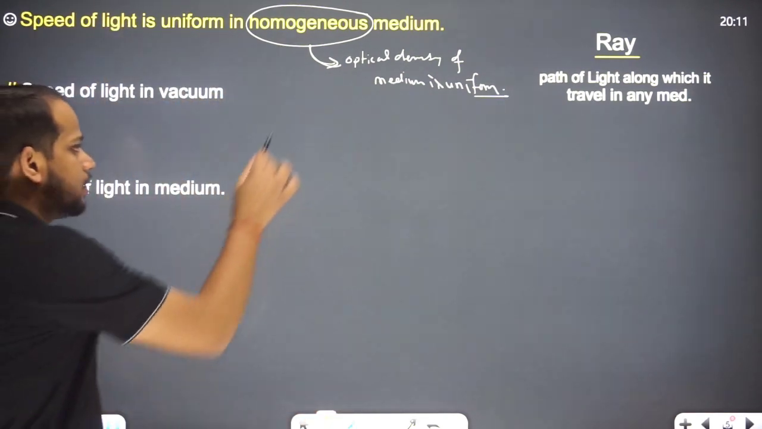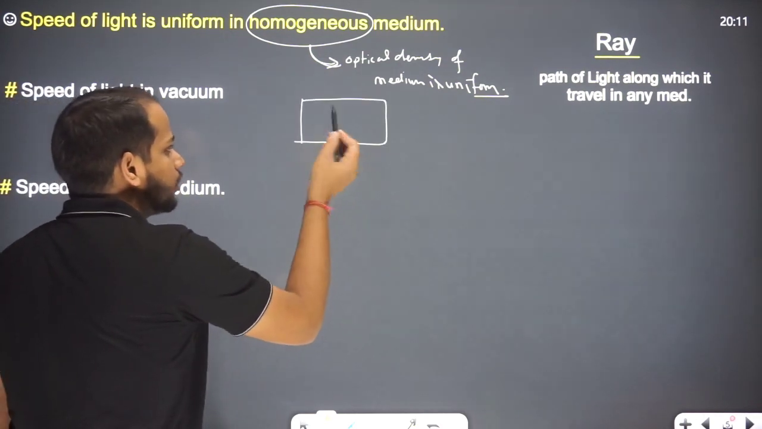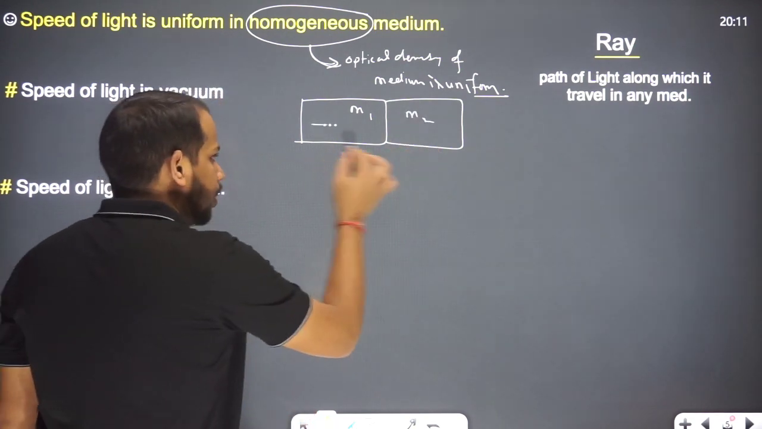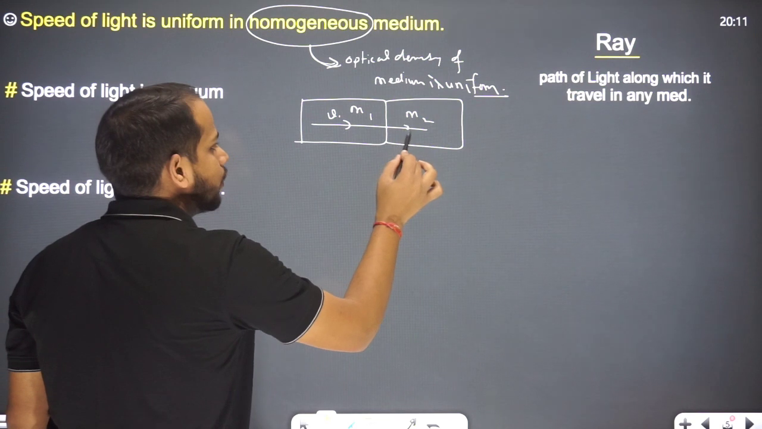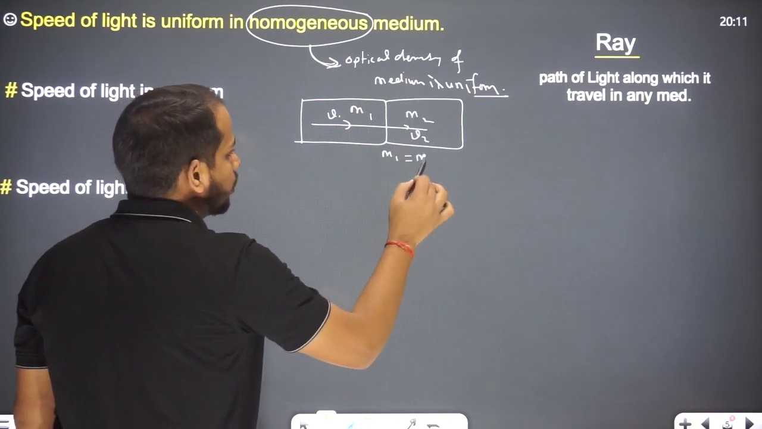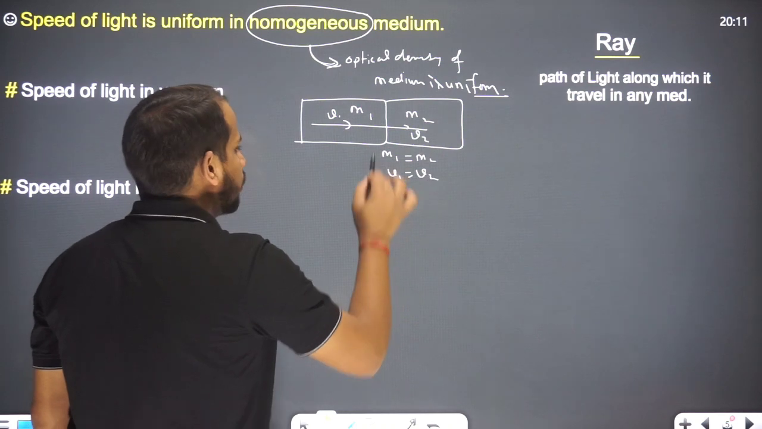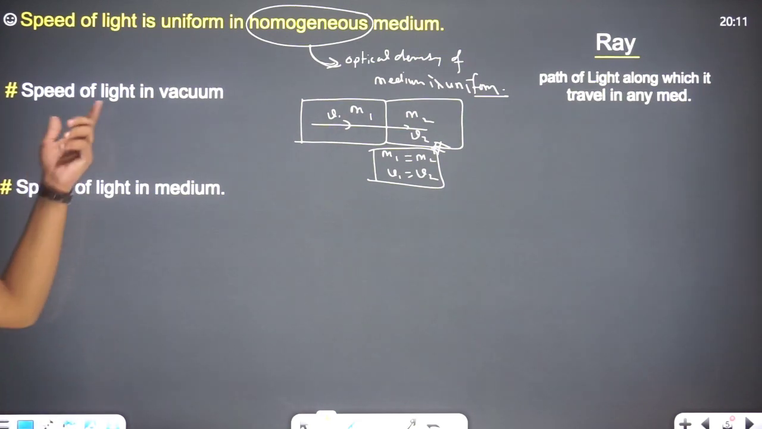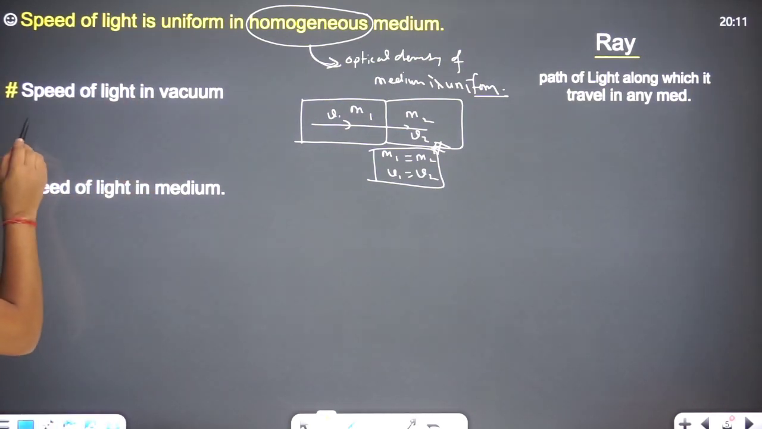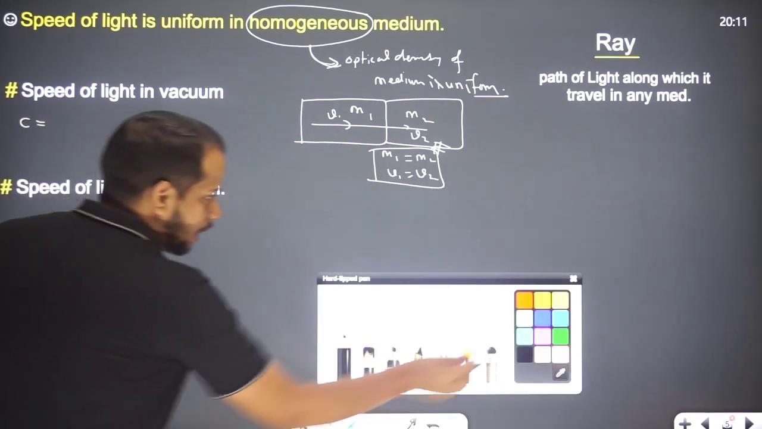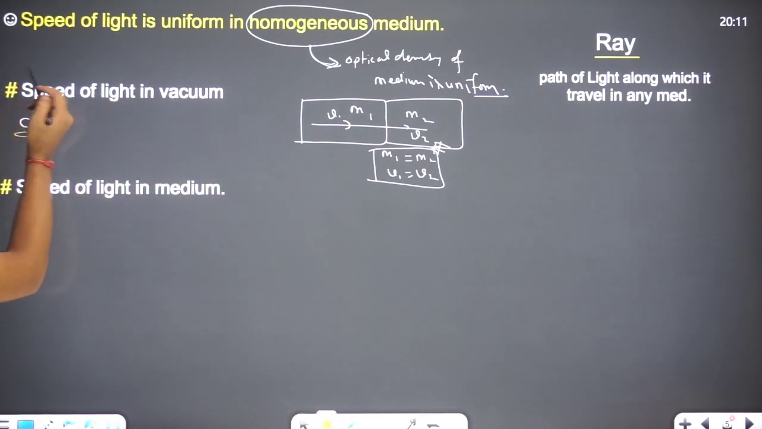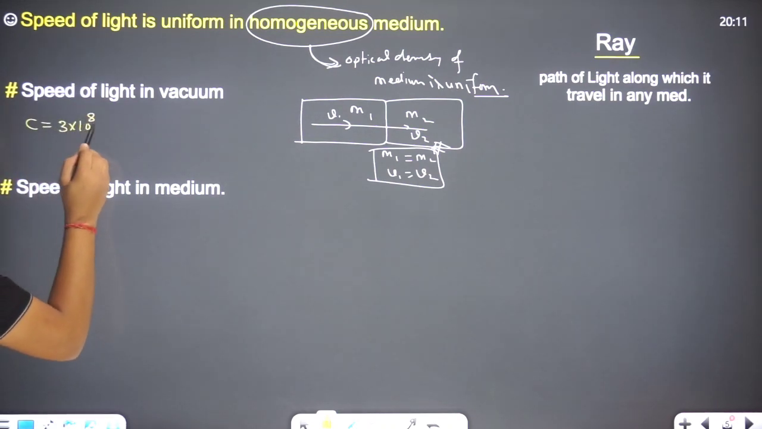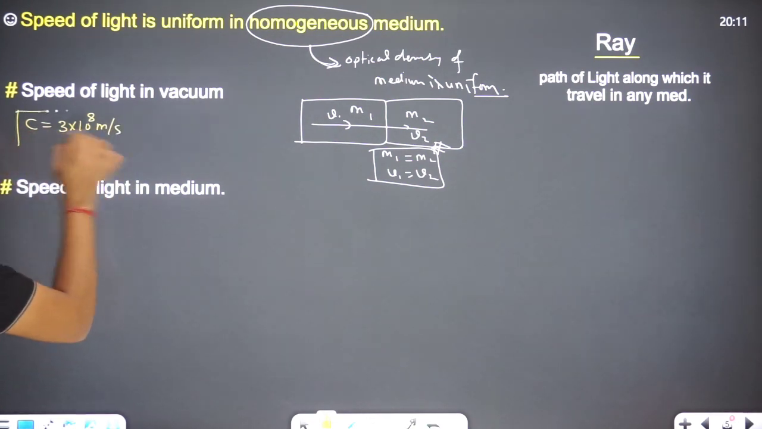Speed of light. If this is the medium we have, say medium 1 is here, and this is medium 2 here, right? If speed of light in this one is v1 and in this one is v2, if m1 is equal to m2, so v1 is equal to what? v2. The speed of light will be the same if the medium is the same, right? Now let's see here. Speed of light in vacuum, we all know about this one. It is represented by c, and c is equal to 3 into 10 to the power 8 meter per second. This is the speed of light in vacuum, right?